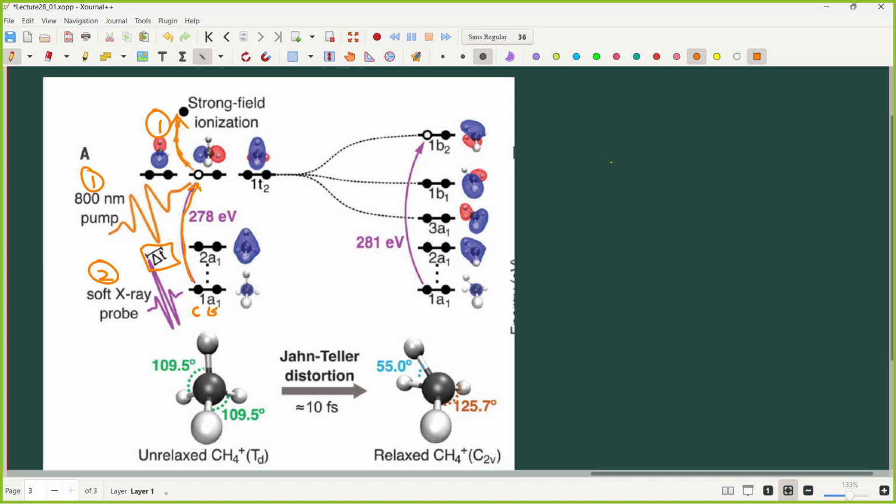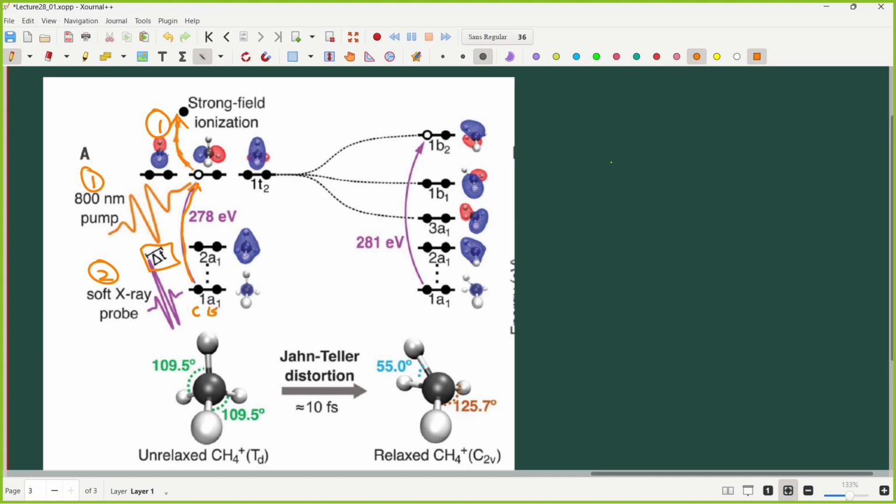Okay, and so it turns out, though, that with this structure, we'll look at the distance between these two, the pump and the probe. This is a two-color experiment, and they change the time delay. We'll look at what those time delays are. But the idea is that when you remove that first electron with the 800 nanometer pump, remember, because of the Born-Oppenheimer approximation, the nuclei don't move. The electron leaves immediately. In fact, this ionization takes attoseconds. It's much, much faster than a vibration.